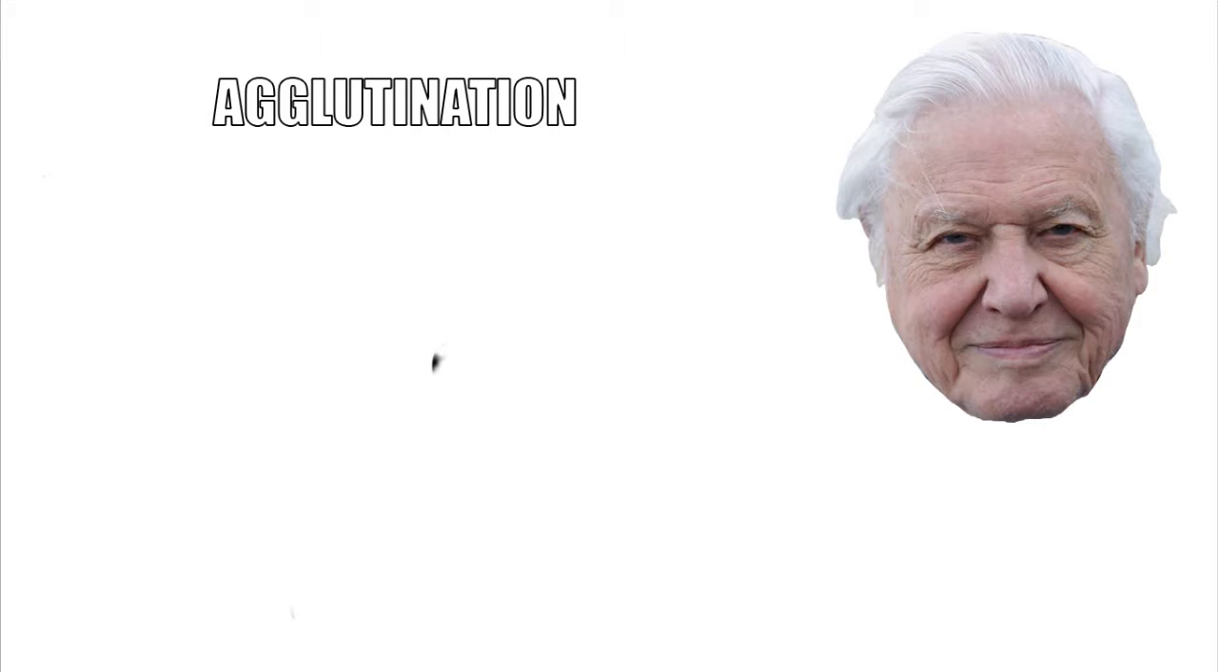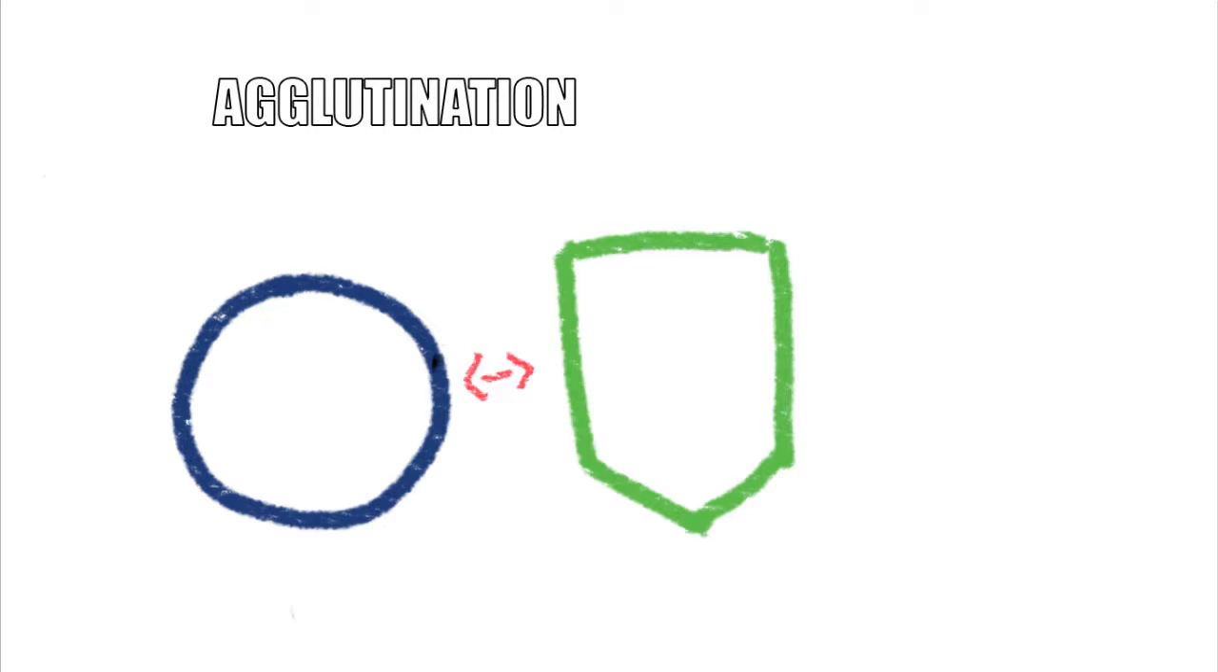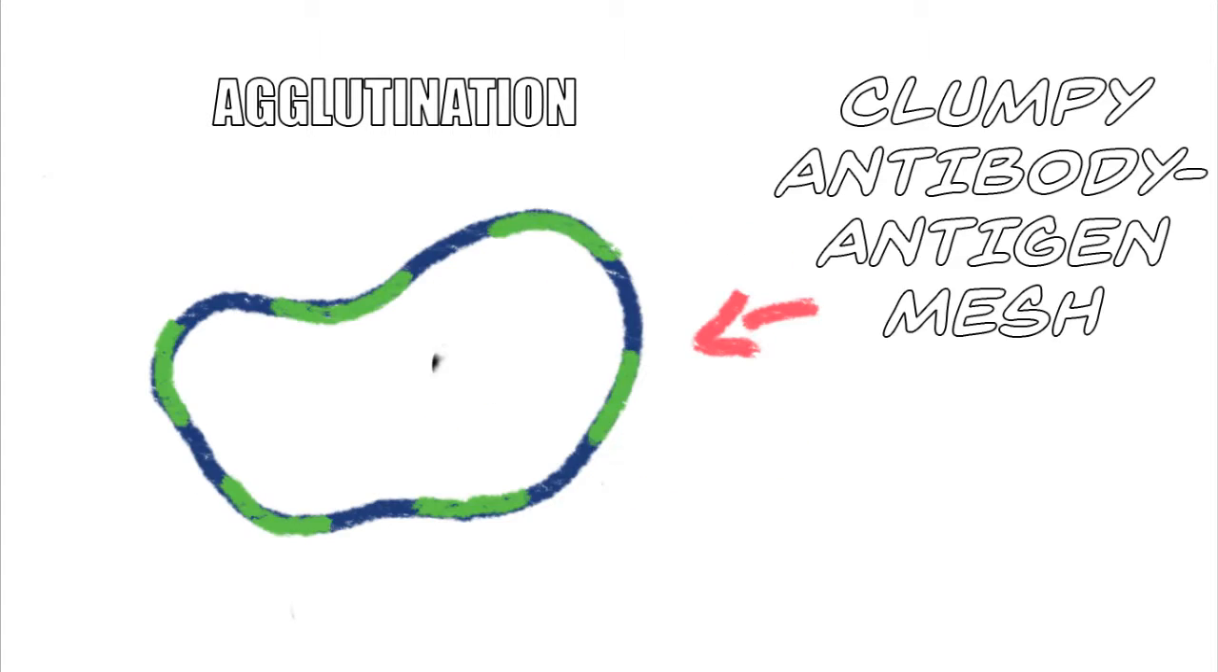Agglutination is the last antibody effector function we will talk about today. This is the visible expression of the aggregation of antigens and antibodies. The process results in the formation of an antigen-antibody complex, which expresses itself in the form of a clumpy substance.